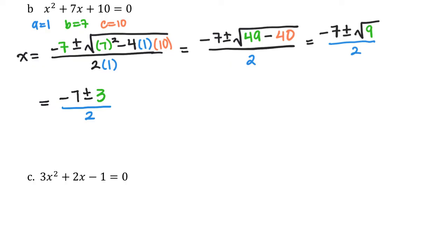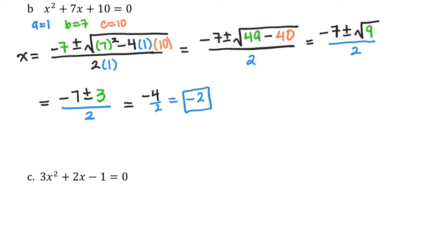Okay, now let me think about my answers here. Remember, one of my answers is negative 7 plus 3, divided by 2. The other one is negative 7 minus 3, divided by 2. So let's first consider negative 7 plus 3. Negative 7 plus 3 is negative 4, divided by 2, which gives me negative 2 for one of my answers. But there should be two answers because this is quadratic.